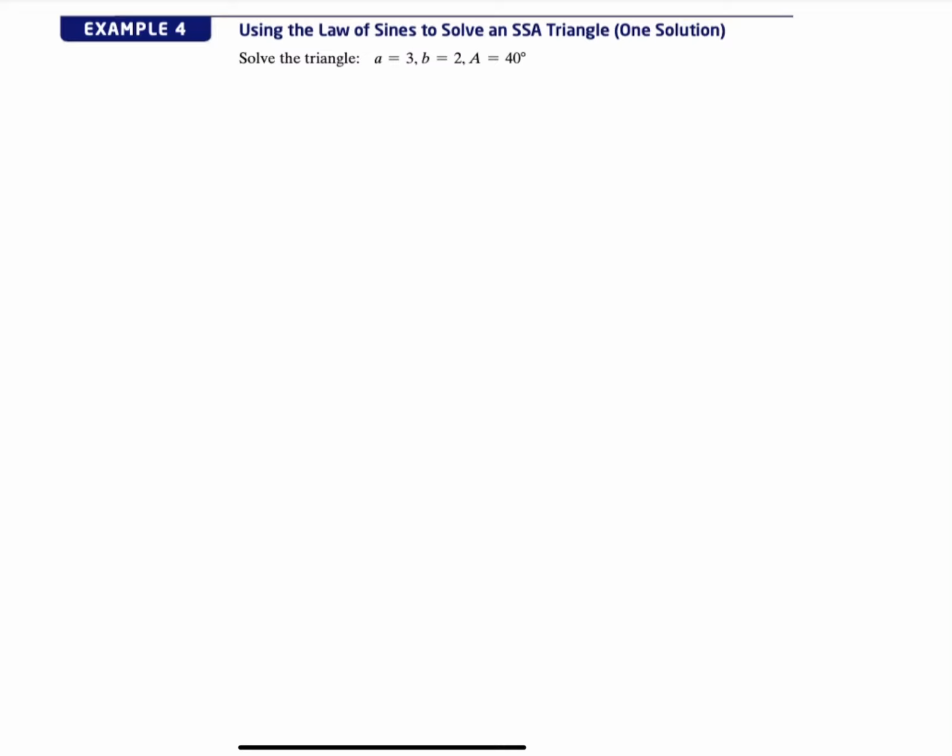So we're given angle A. Angle A is 40 degrees. And we are given side length A, which is 3. We don't know angle B, but we know side length B. And we don't know anything about angle C or side length C. So let's just pick something to try to find. Let's try to find angle B.